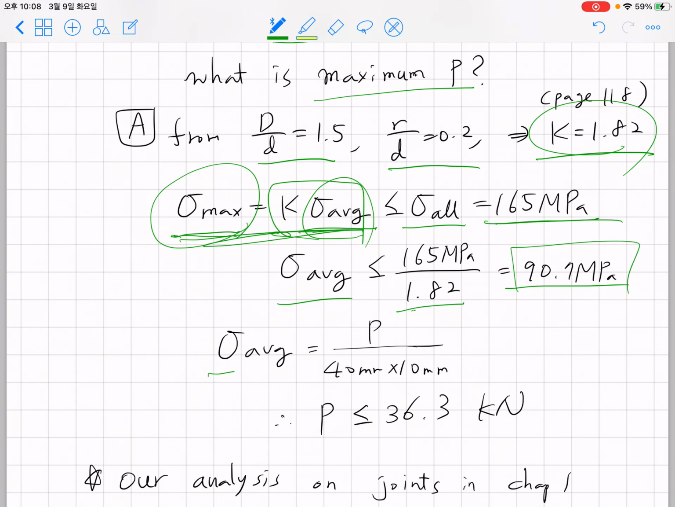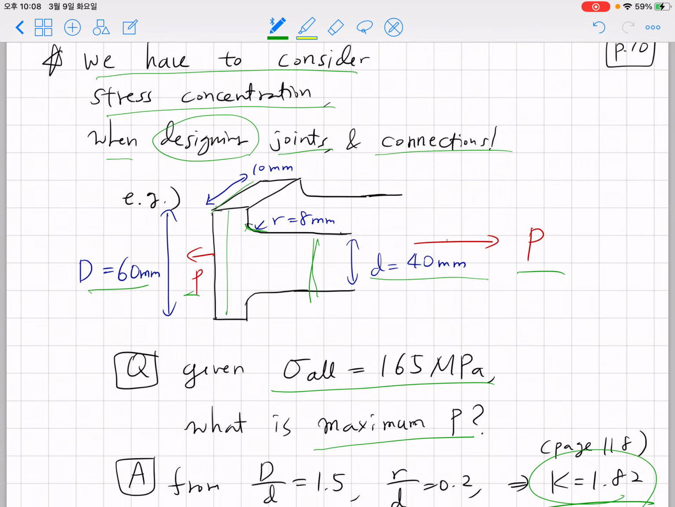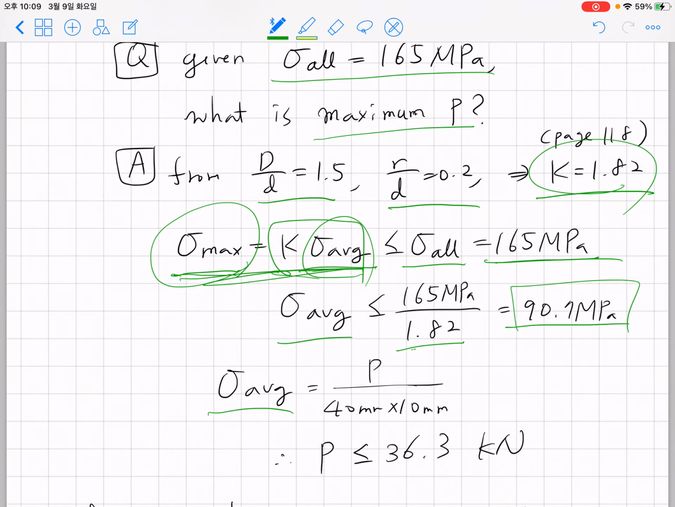Okay, so the average stress is P over 40 millimeter multiplied by 10 millimeter. So P should be smaller than 36.3 kilonewton. Okay, so this is really interesting, right? By considering the stress concentration factor, you lose a huge buffer.